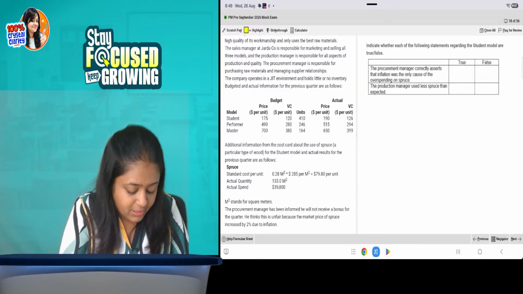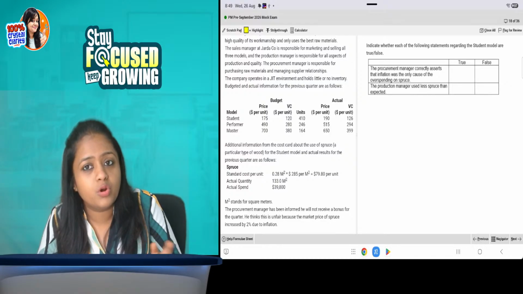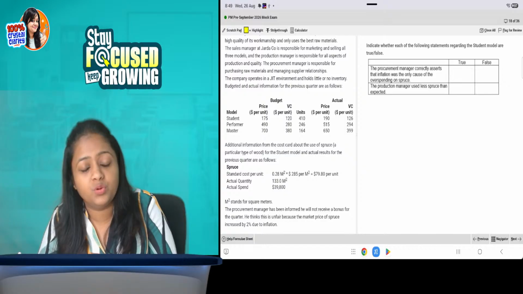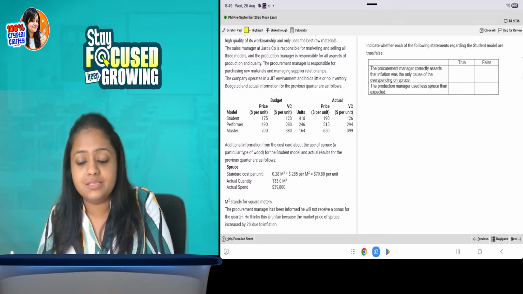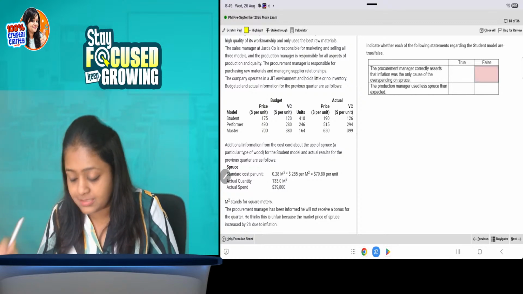So here I'm not getting 2%, I'm getting more than this, the increase. So this increase is not only related to inflation, but it is related to the manager's efforts as well. Hence this statement is false.